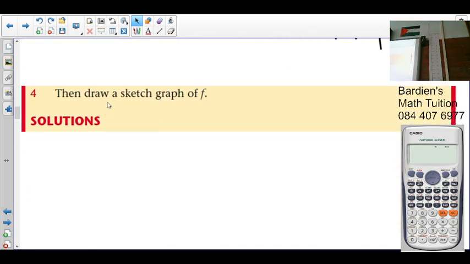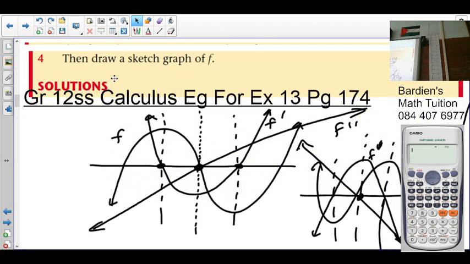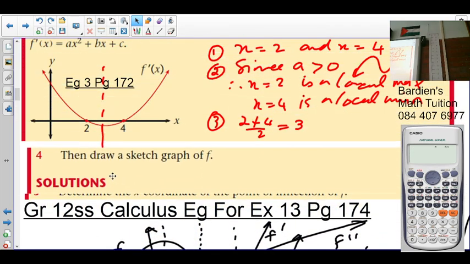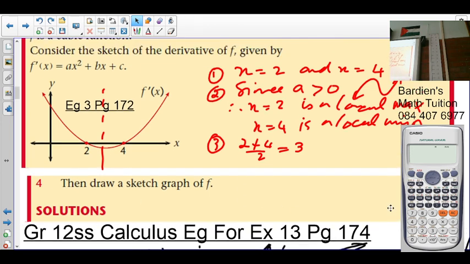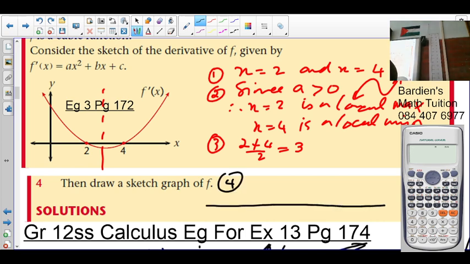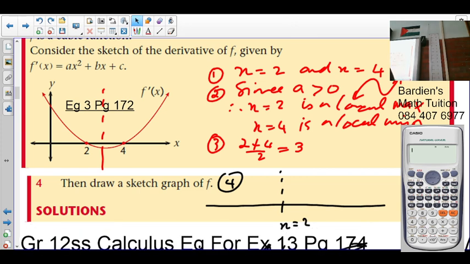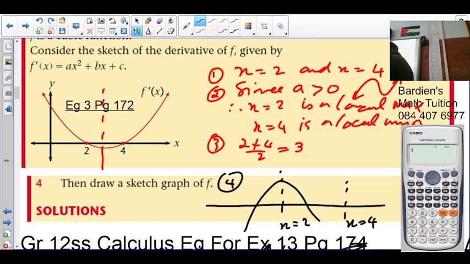And then draw a sketch of f. I think that is fairly simple. If I draw this graph, the graph is going to turn at x is equal to 2 and at x is equal to 4. The graph first goes up, then down. There's your y-axis here, and there's your graph.